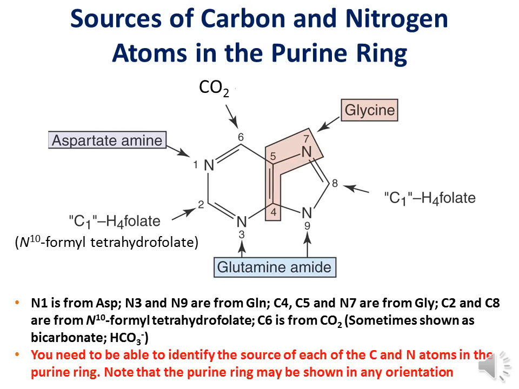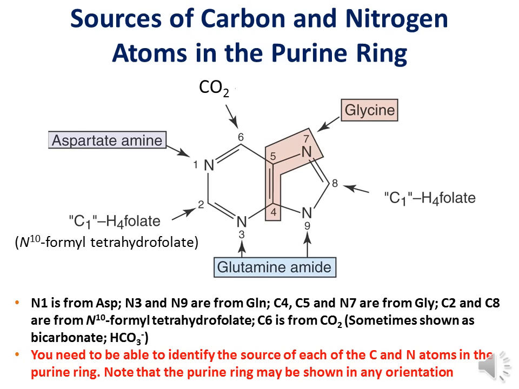This figure shows the sources of carbon and nitrogen atoms in the purine ring. Nitrogen 1 comes from aspartate. Nitrogens 3 and 9 are donated by glutamine. Carbons 4 and 5 and nitrogen 7 are from glycine. Carbons 2 and 8 are donated by N10-formyl tetrahydrofolate. Carbon 6 comes from carbon dioxide.